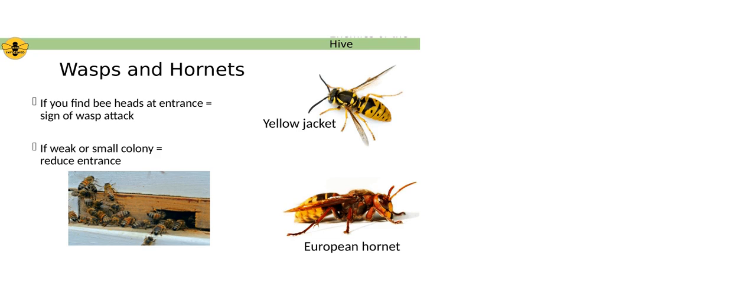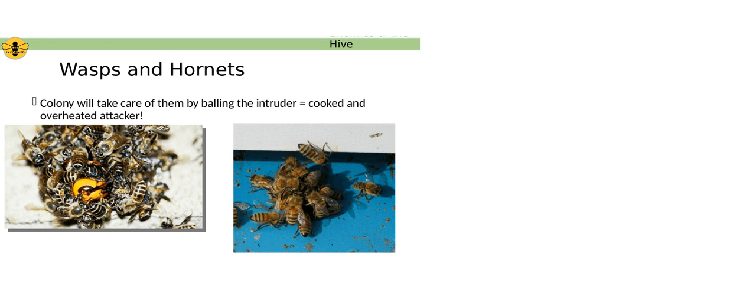So wasps and hornets. One sign for hornets or wasps is if you find headless bees at the entrance. It could be that they're getting picked off by yellow jackets or European hornets. And so if you have a weak or small colony, make sure you reduce that entrance. It doesn't matter the time of the year, but these will get really bad. For me in South Jersey, they'll get really bad in our dearth. So if you guys get a late summer dearth, that's usually when they tend to get bad.